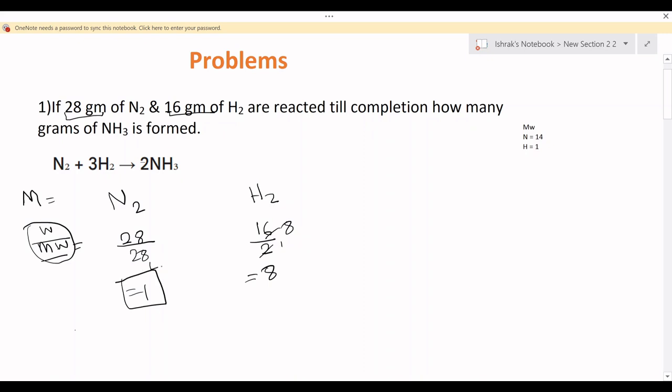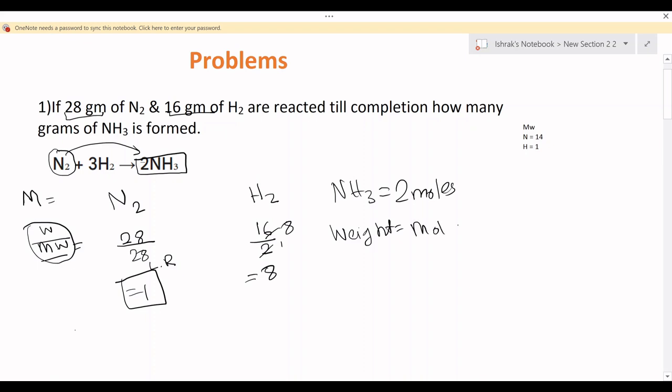Now, when we see this equation, 1 mole of this produces 2 moles of this, right? So how many moles have been used? 1. And how many moles will be produced? 2. So the NH3 we will get is 2 moles. Now, how do we find the weight? It is simply moles times molecular weight. The moles is this, and the molecular weight is 14 plus 3, so it's 17. This gives me 34 grams.